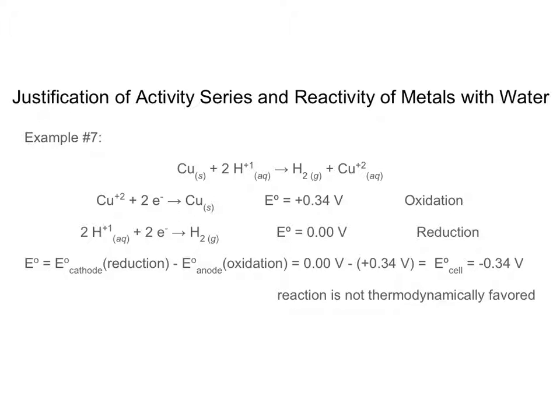Here's another example. In this case, copper is written as a 0, and it becomes a +2. Because copper is written as a 0 and becomes a +2 in terms of its oxidation state, it has lost electrons, so it is oxidizing. And hydrogen started as a +1 and became a 0, so that means that it reduced.